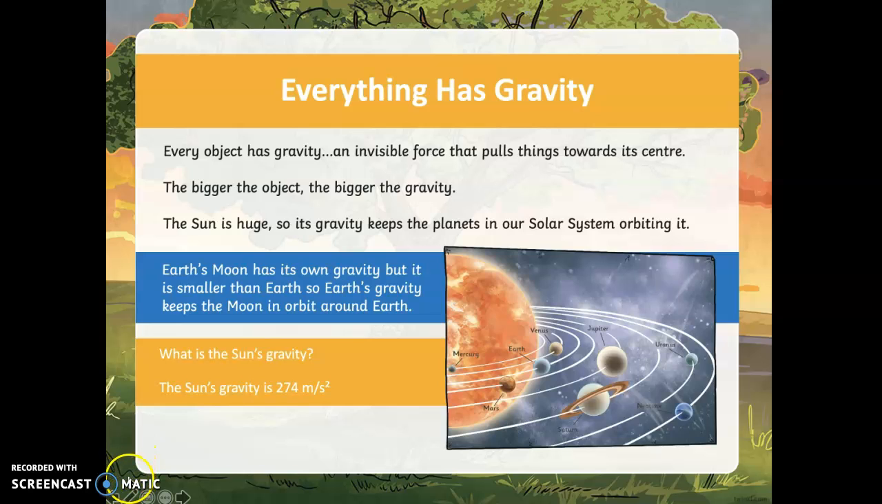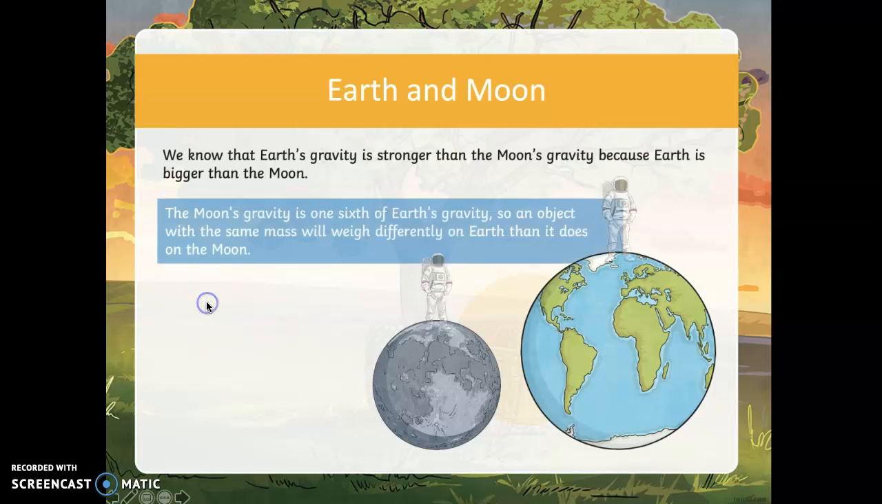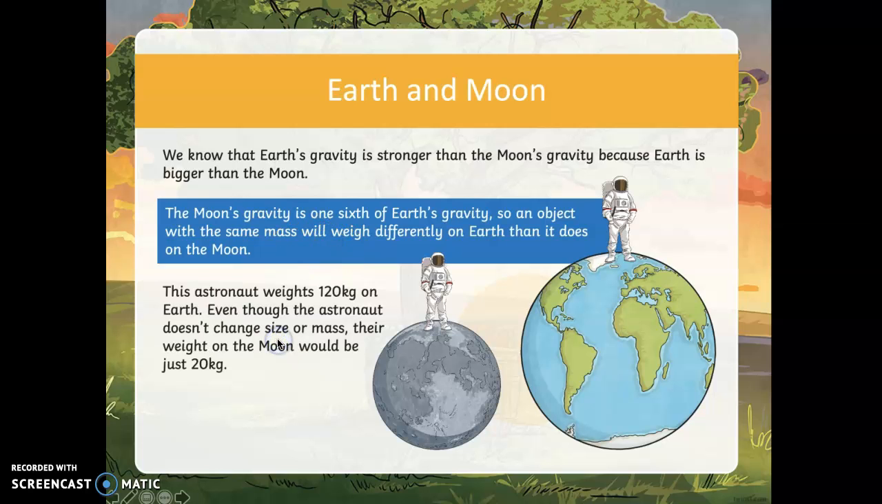Okay, moving on. We know that the Earth's gravity is stronger than the Moon's gravity because the Earth is bigger than the Moon. The Moon's gravity is 1/6 of the Earth's gravity, so an object with the same mass will actually weigh differently on Earth than it does on the Moon. So an astronaut that weighs 120 kilos on Earth, even though the astronaut doesn't change size or mass, would weigh just 20 kilos on the Moon. Okay, 6 times less.